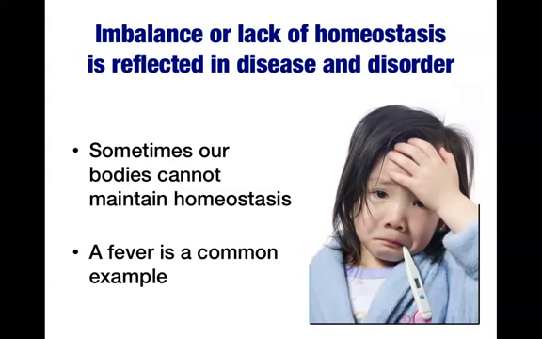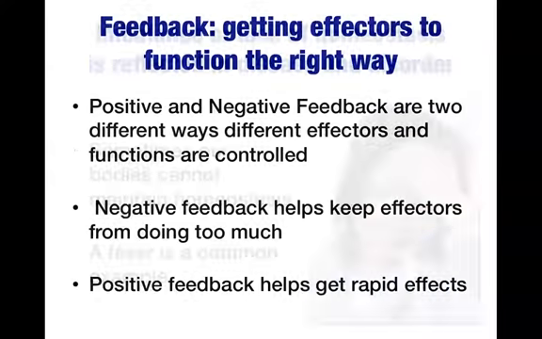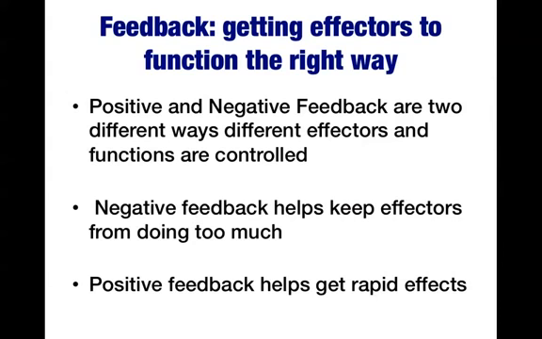In the examples we have covered so far, you may have noticed that the response is only activated until the balance is restored. At that time, it is shut off. If you are hot and you begin to sweat, you do not continue to sweat forever, but rather you'll stop once your body temperature is returned to the set point of 37 degrees C. This type of control mechanism is known as negative feedback. Our bodies use negative feedback mechanisms and positive feedback mechanisms to make sure that the effectors function with the type of response and the timing that is needed.